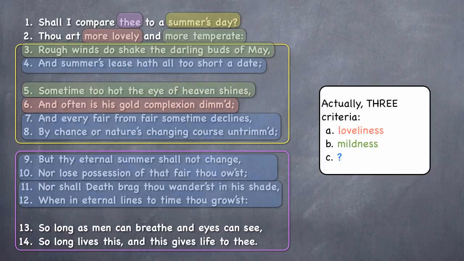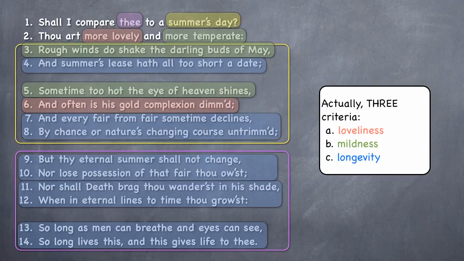And how come? Well, lines 13 and 14 tell us. "So long as men can breathe and eyes can see, so long lives this, and this gives life to thee." For as long as human beings are alive, you are alive in this poem. So it looks like the third criterion is longevity. It is being long-lasting. How long does the summer last? Well, the summer in section 1 doesn't last very long. It has all too short a date. It will decline sometime, meaning at some point in time it will die.